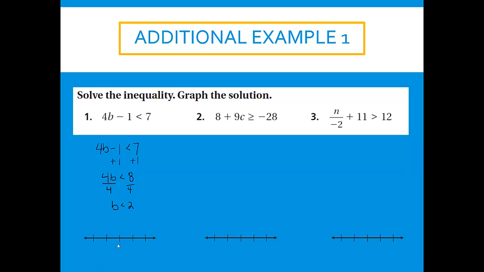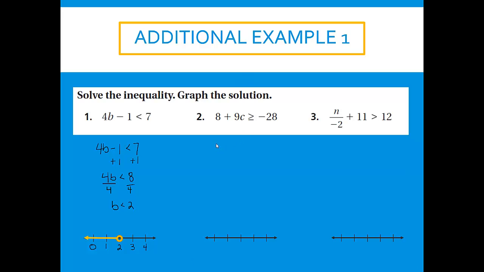So now for our number line, we're going to have 2, and then to the right we have 3 and 4, and then to the left we'd have 1 and 0. Since our symbol is less than, we're going to have an open circle at 2, and then the numbers that are less than 2 would be the numbers on the left, so we'll shade to the left.